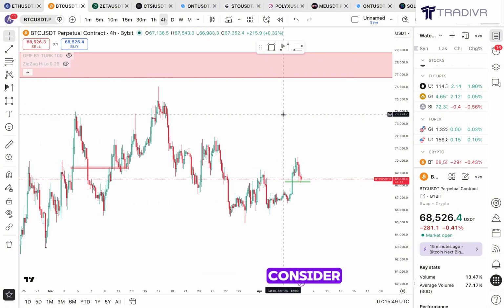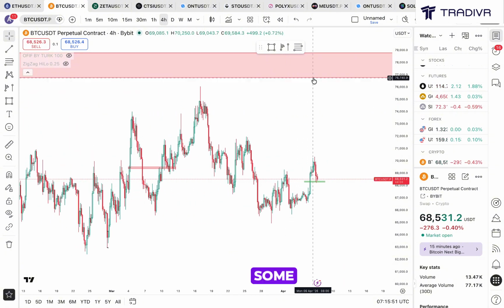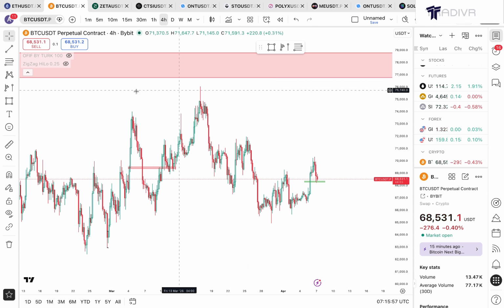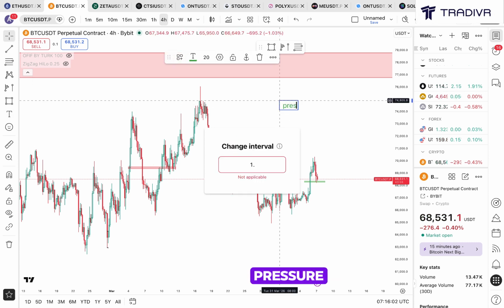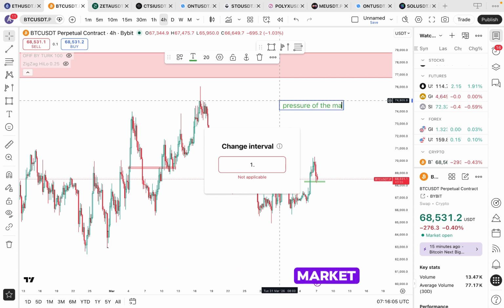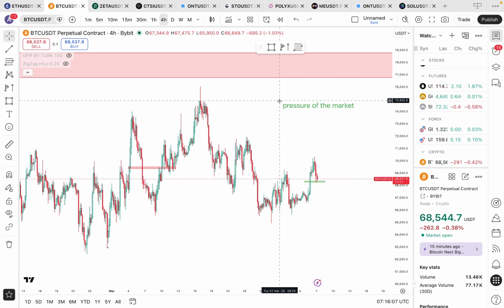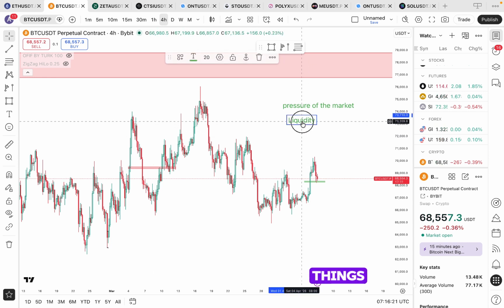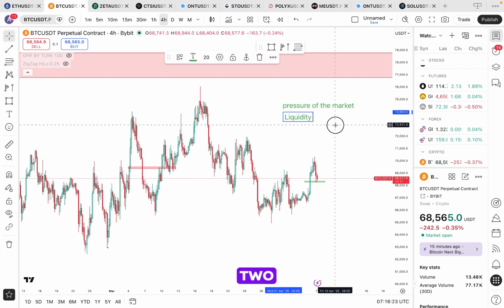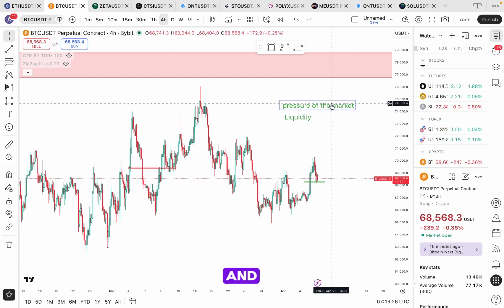Now, the first factor you have to consider is that there are some things that affect the market. Two major things. One, pressure. I'm going to write it down for you. Number one is pressure of the market. Then number two, you have liquidity. Now I'm going to explain these two things. Markets react based on these two things, liquidity and pressure.